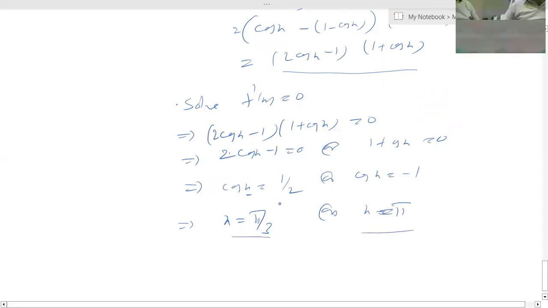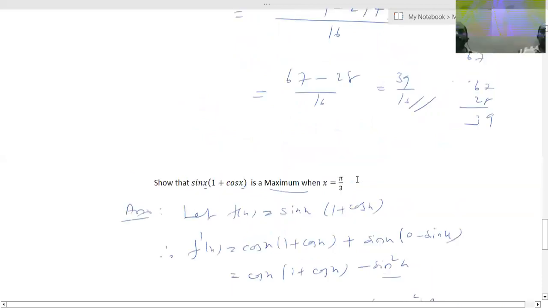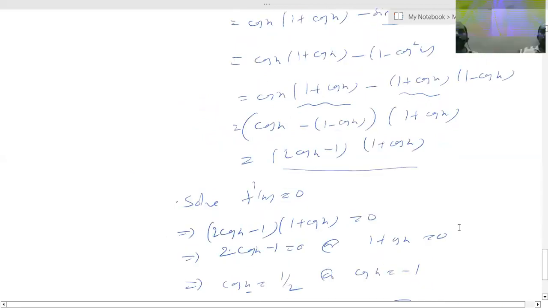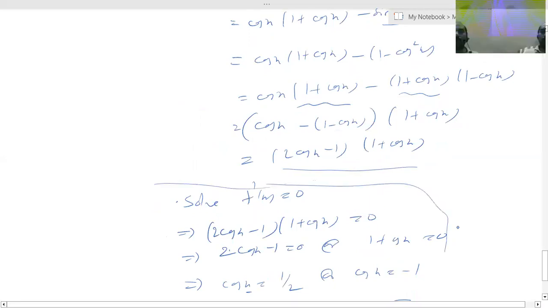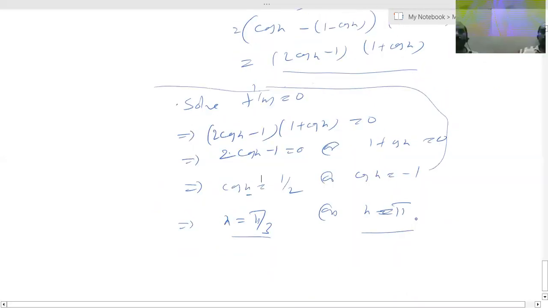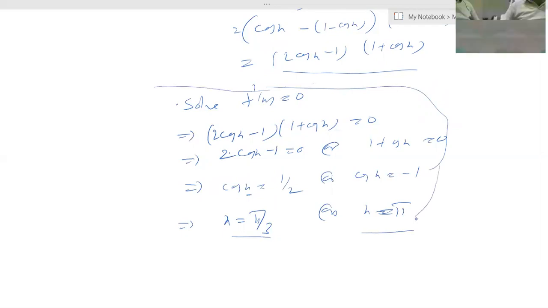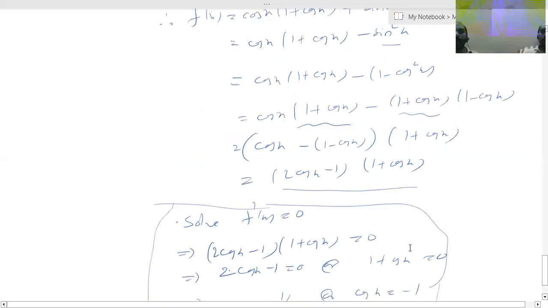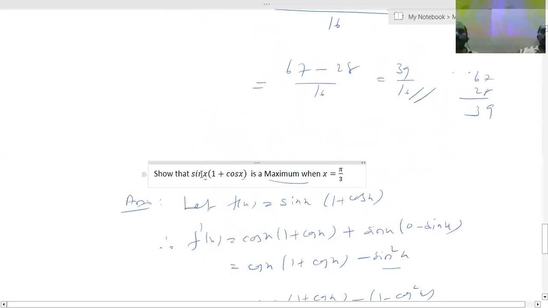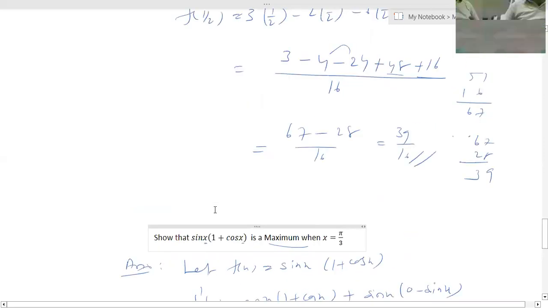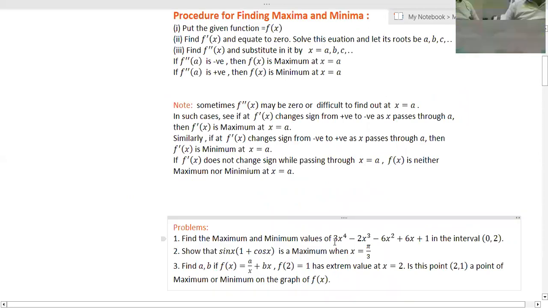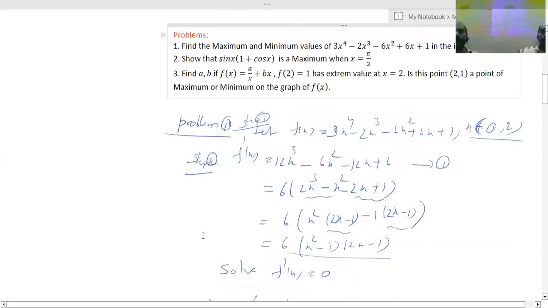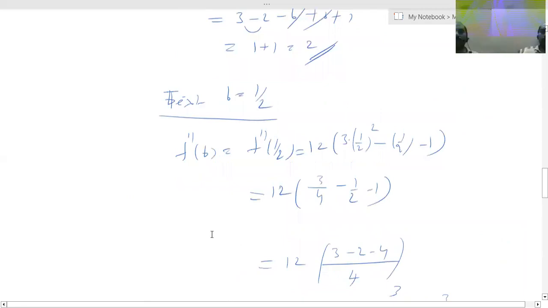But in our problem, they ask only at pi by 3. No need to find this step. If the question asks like this, no need to find this point. Suppose they ask like the previous problem, that time you must find this value also. Previous problem means simply give the function and find the maxima and minima value of the function. Likewise here also they may ask to find the maximum and minimum of the function.